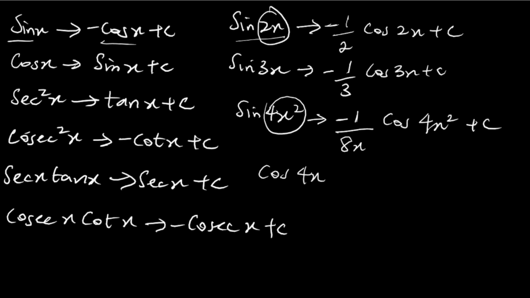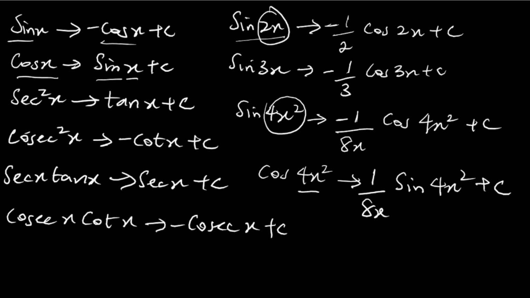Let's say we have cos 4x squared. Looking at this, the integral of cos x is sine x. So this will be 1 over, differentiating this gives 8x, sine 4x squared plus c. Do you understand that? So this is the final answer to this particular problem.